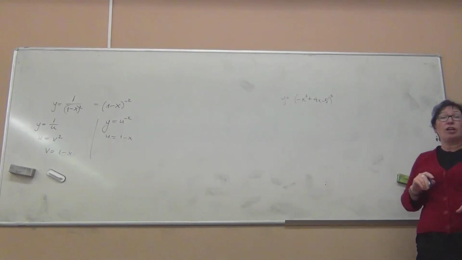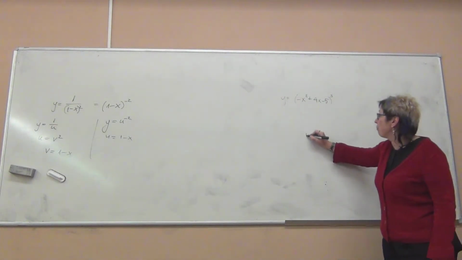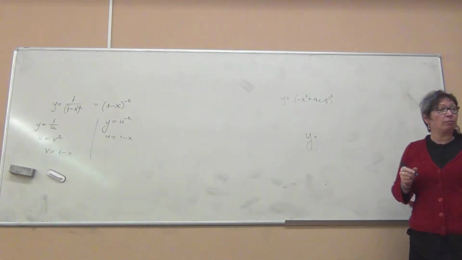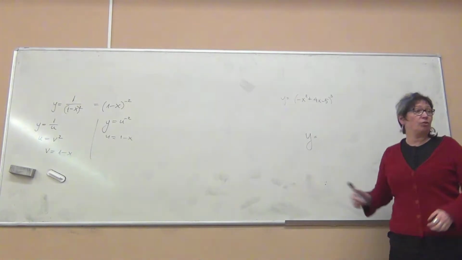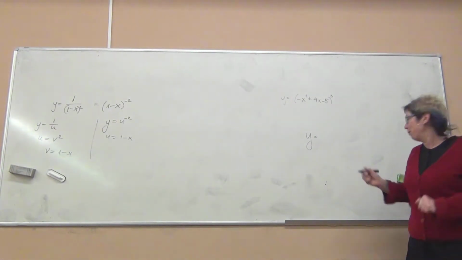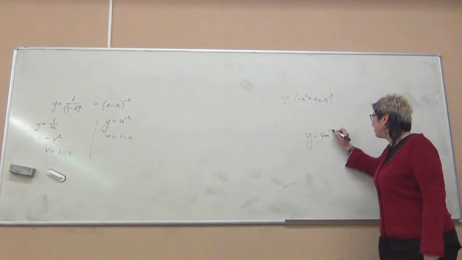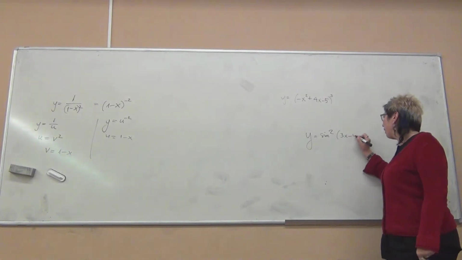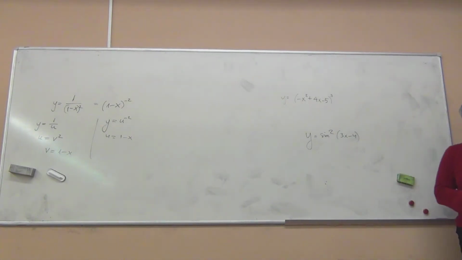Now I'll write another function for you, which is not on the paper, just to make you happy. Sine squared of 3x minus 4. Okay, let's split this one.